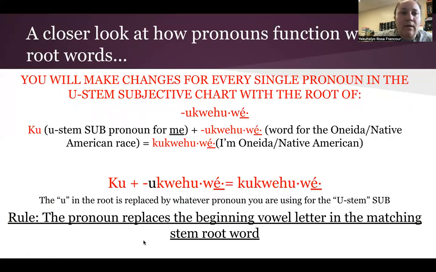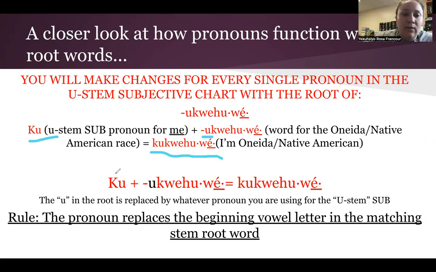So let's move on. A closer look at how our pronouns function with our root words or verbs. You will make changes for every single pronoun in the U stem subjective chart with the root of ungwehu. So let's talk about our little fancy conjugation equation. Gu is me in the U stem subjective pronoun. We add that with ungwehu, our word to be Oneida, and we get gungwehu. How does that come together though?